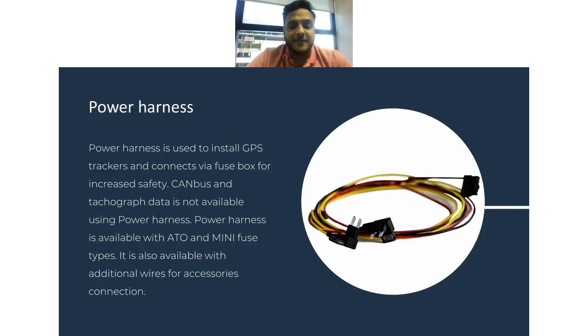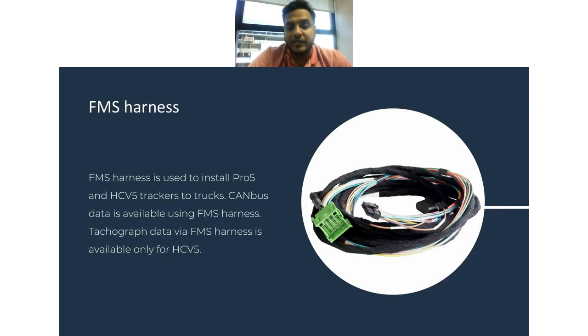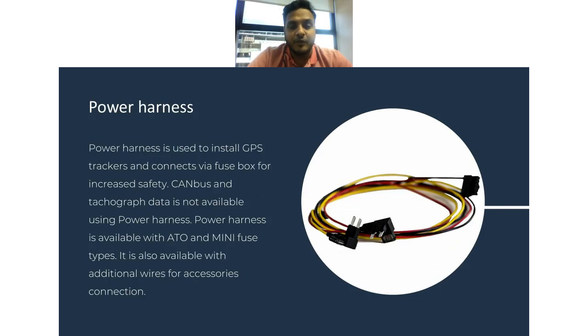The power harness is nothing but leads that look almost like a fuse. So if you have a fuse box and you have an empty slot and you know that the power is coming there, you can directly go and plug it in there. But CAN and tachograph data will not be available from this one. The previous one, the FMS connector, will also give you the tachograph data from the connector itself. In the power harness, you will not have that option. It is mostly for connecting the power and the ground, also the ignition line as well. So it helps you by not removing or stripping the wires, basically.